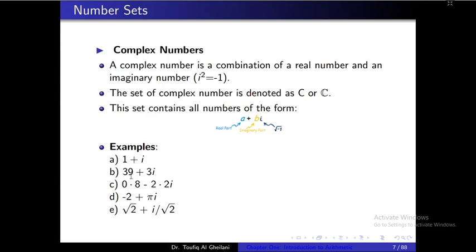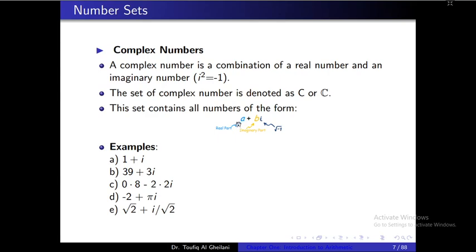For example, here 39 plus 3i. So the real part a is 39 and the imaginary part b is 3. For example, here minus 2 plus pi i. The real part a is minus 2 and the imaginary part b is pi. For example, here square root of 2 plus i over square root of 2.